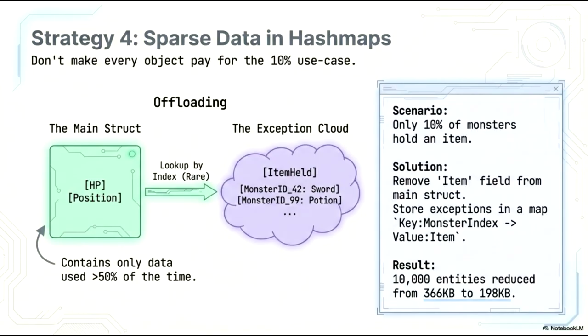Instead of including an item held field in every single monster struct, we move that data into the exception cloud, a hash map where the key is the monster index and the value is the item. This way, we only perform a lookup when it is strictly necessary.